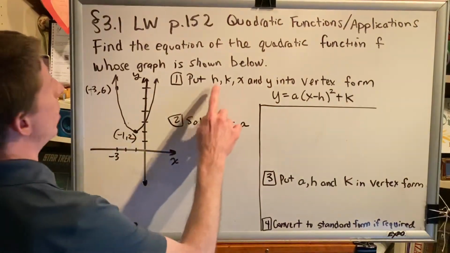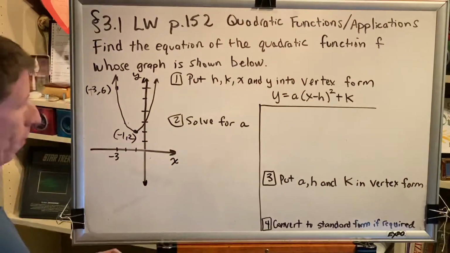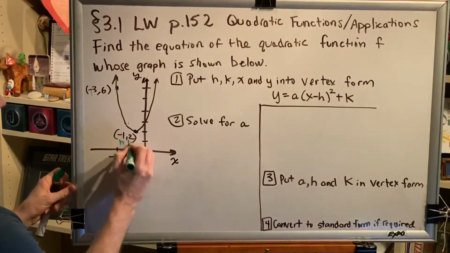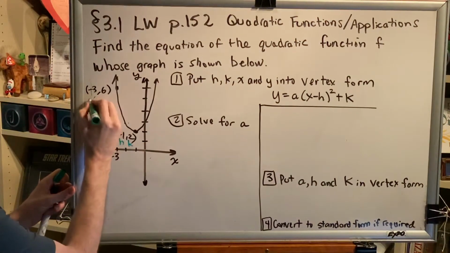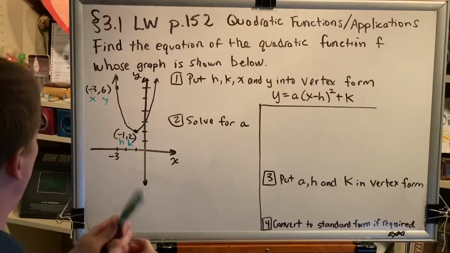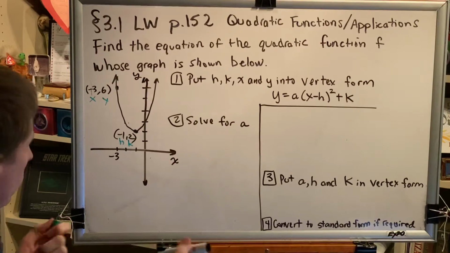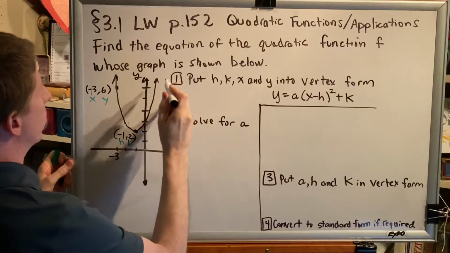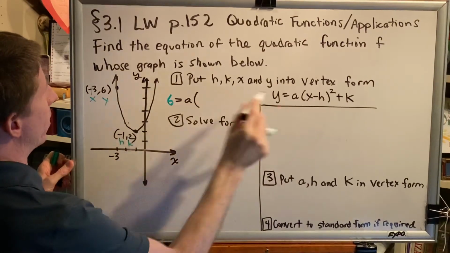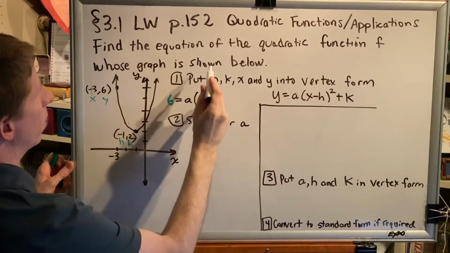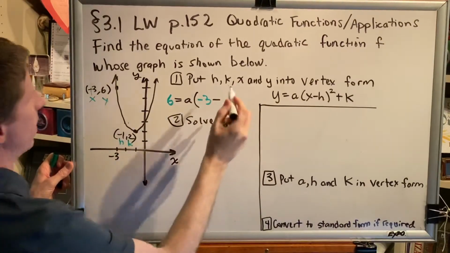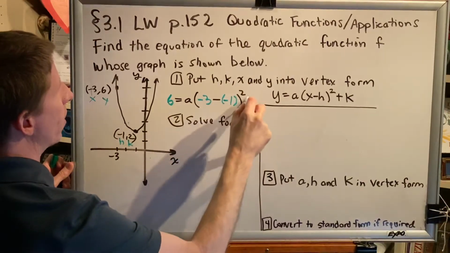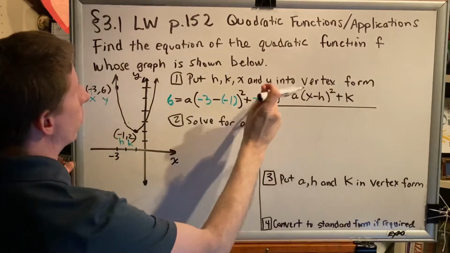Step 1, put h, k, x, and y into the vertex form. Well, looking at this parabola, we can see that the vertex is here, so this must be h and k. We can see that this is the other point, so this must be x and y. So let's go ahead and put those into our vertex form. So we start with 6 equals a parenthesis x, which in this case is -3, subtract h, which in this case is -1, close parenthesis squared, plus k, which in this case is 2.